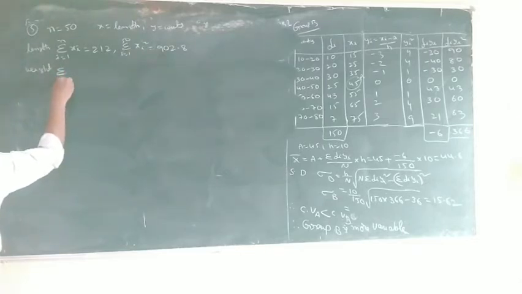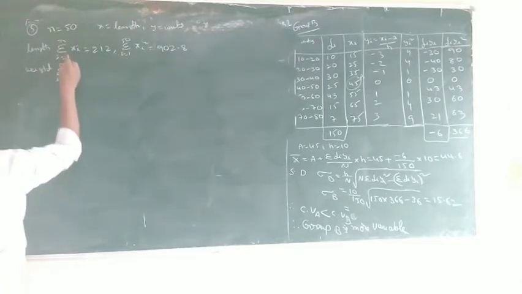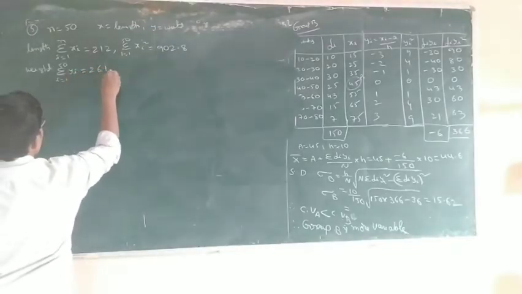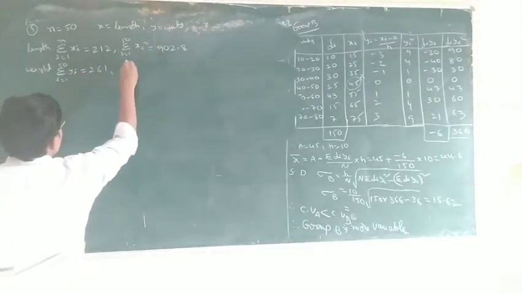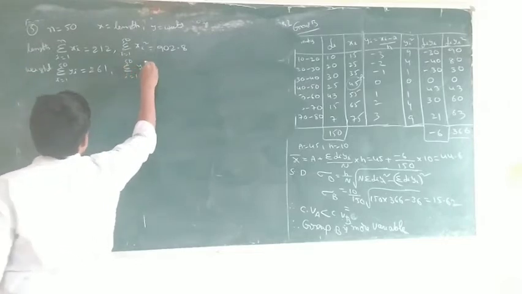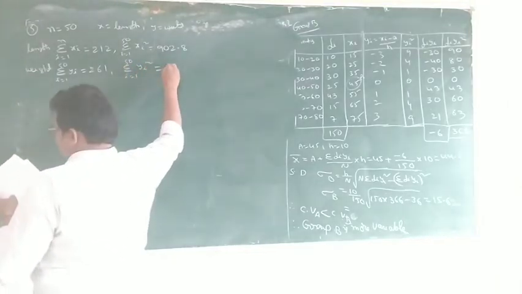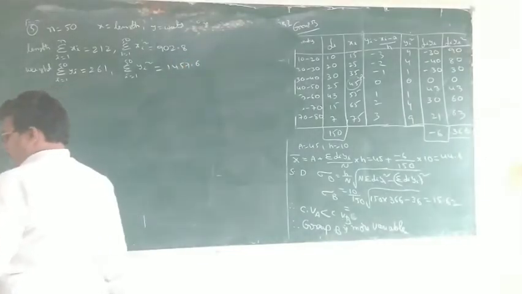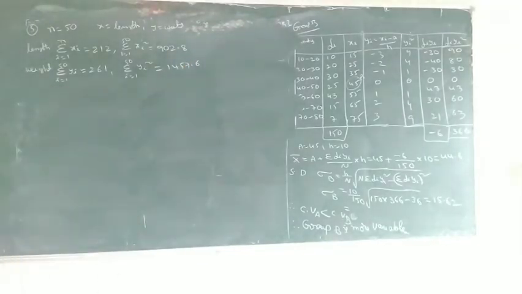Σ(i=1 to 50) xi = 212, Σ(i=1 to 50) yi = 261, and Σ(i=1 to 50) yi² = 1457.6. So what is the given data? Which is more varying, the length or the weight? Which is more variable?